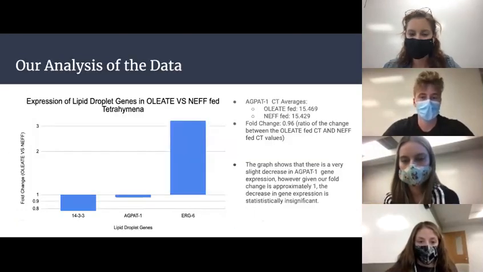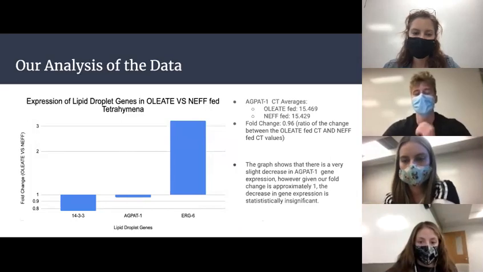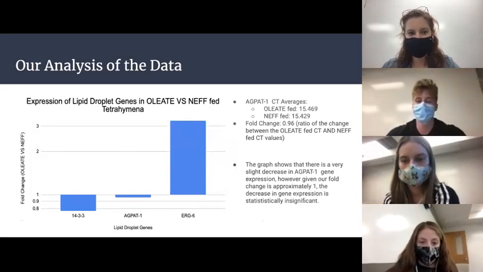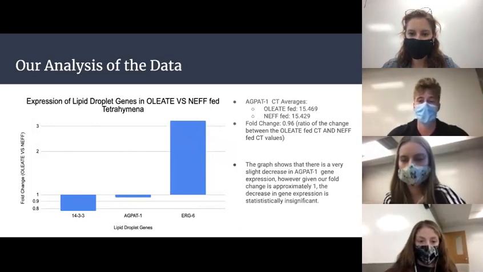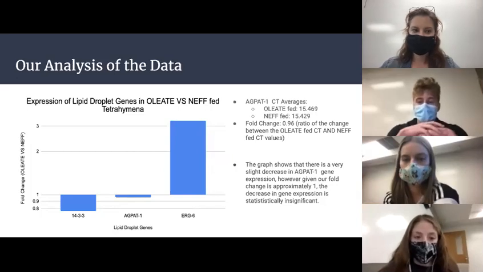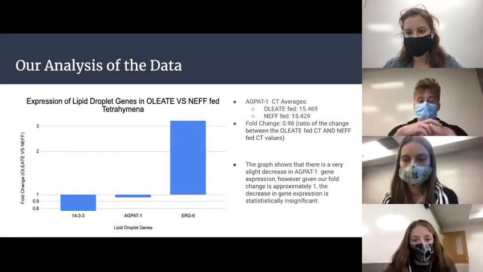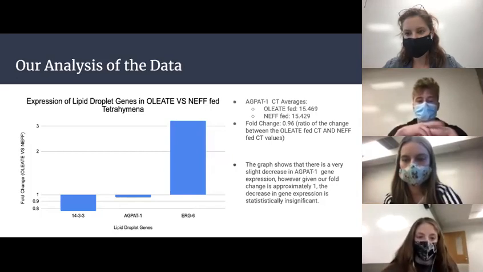nucleic acid material. And so now for the analysis of our own data, this is a graph that we made using the raw CT averages from our lab. It's comparing the 3 different genes in Tetrahymena related to lipid droplets and their expression relative to being fed oleate or the NEF. We're focusing again on the AGPAT1 gene, which you can see is represented by the middle bar. The oleate fed had a very, very slightly higher CT average than the NEF fed Tetrahymena.